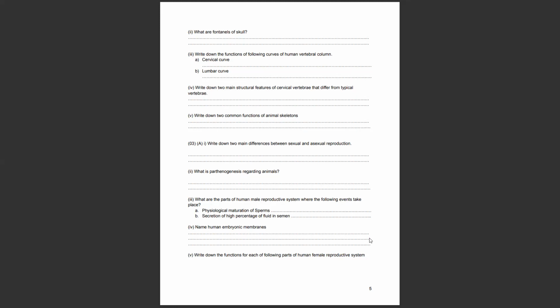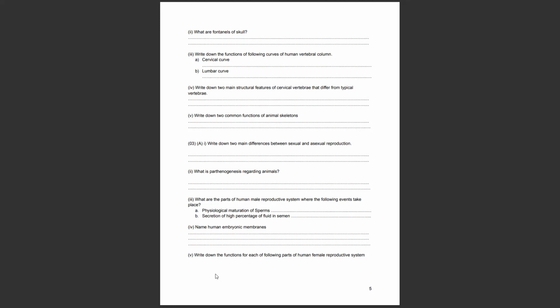Right? These fontanelles are soft membranous regions. It helps in parturition. One mark. Write down the functions of the following curves of the human vertebral column. Cervical curve: hold the head upright. One mark. Lumbar curve: hold the body upright or keep the body erect. One mark.